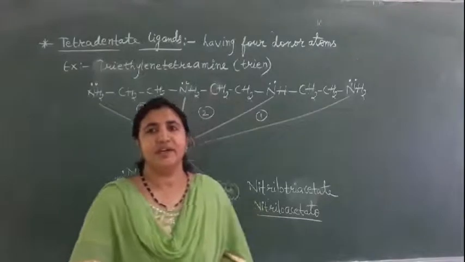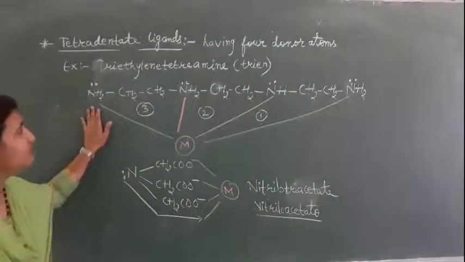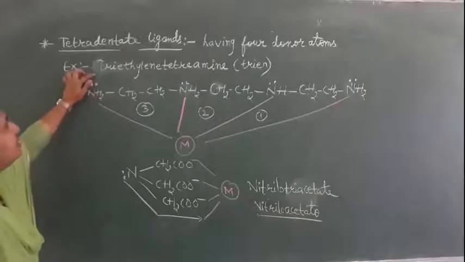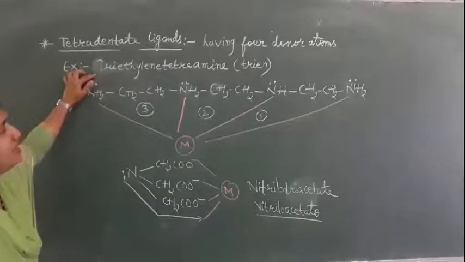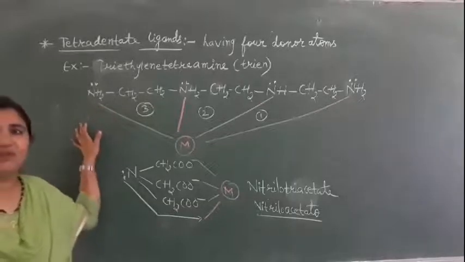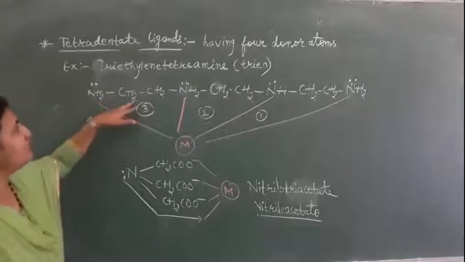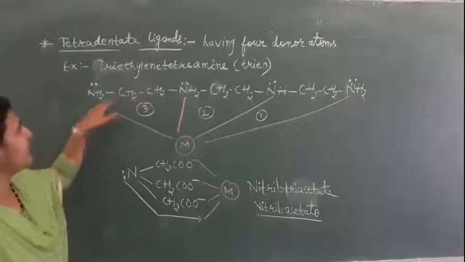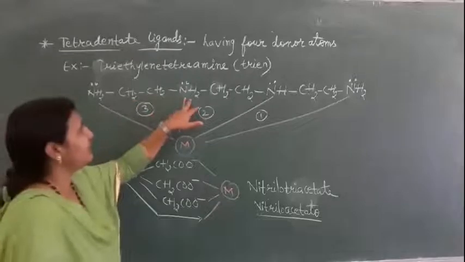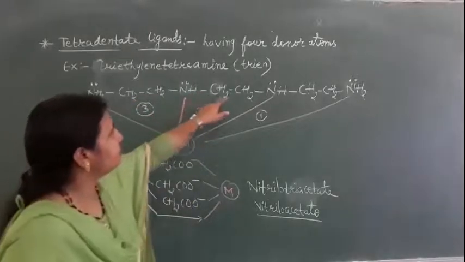Next we will see tetradentate ligand. Tetradentate ligand means having 4 donor atoms here. So example is triethylene tetraamine. Triethylene tetraamine. So the same way we have written for the diene, diethylene triamine, just write down ethylene here, NH2, CH2, CH2, NH. Here it will come NH, and then CH2, CH2.